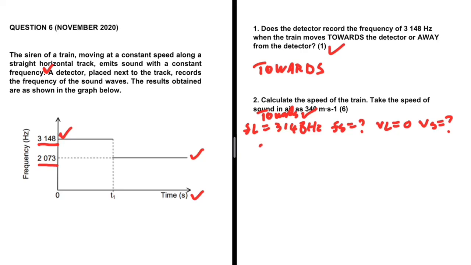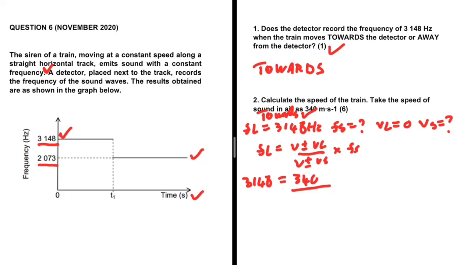So we know fully well that FL is equals to V plus or minus VL divided by V plus or minus VS multiplied by FS. So FL, when the train is moving towards, that is 3148. This is equals to speed of sound in air, 340. Our listener is stationary, like we've said. So plus or minus 0 doesn't make a difference. Divided by V plus or minus VS.